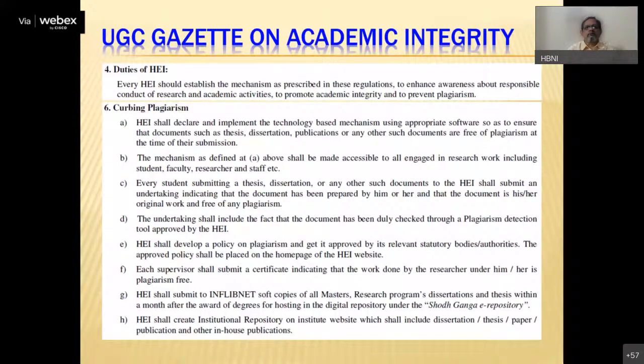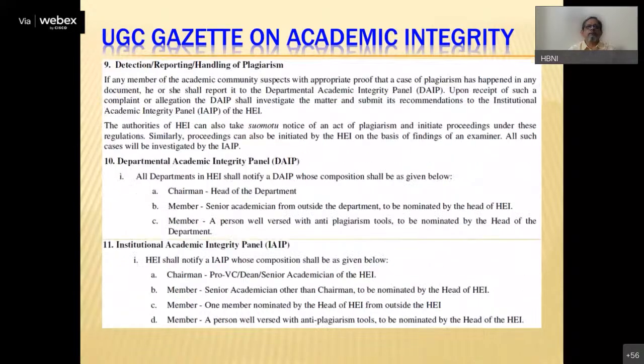Then at the time of submission of thesis, every supervisor must submit a certificate indicating the work done by the student under him and indicating that it is plagiarism free. And it goes on with some more conditions like the Shodh Ganga e-repository, where all theses which are submitted in Indian universities are a part of this Shodh Ganga e-repository. So if you wish, you can go and find even my thesis on this Shodh Ganga e-repository. Likewise, there are other guidelines for detection, reporting, and handling of plagiarism.